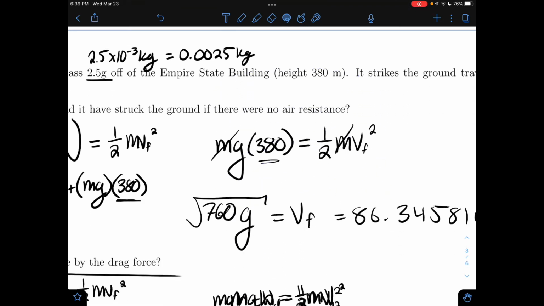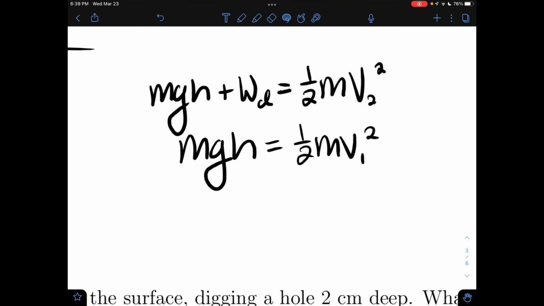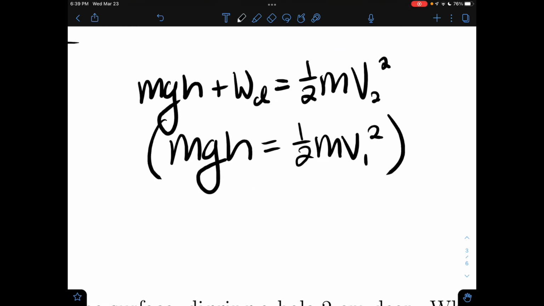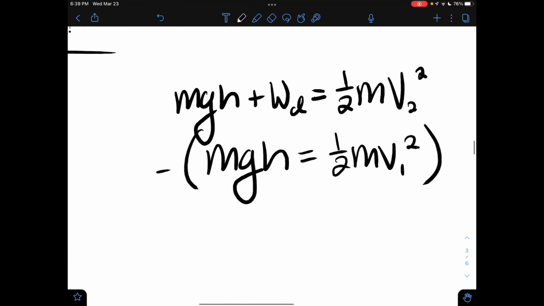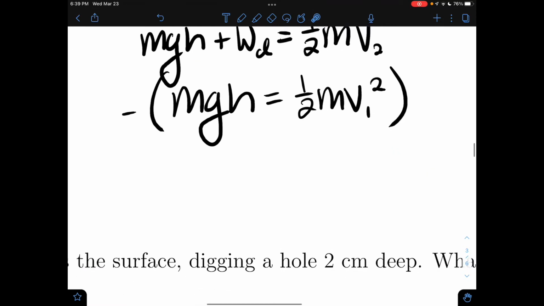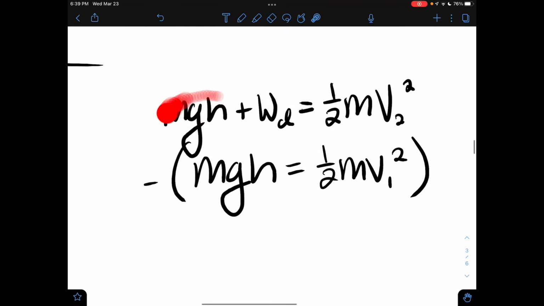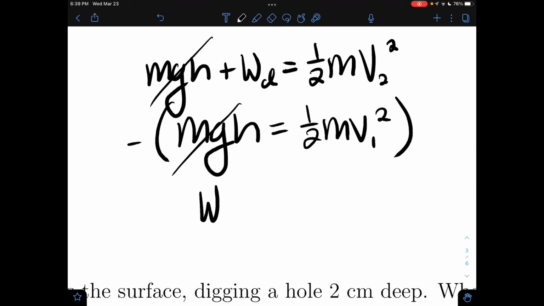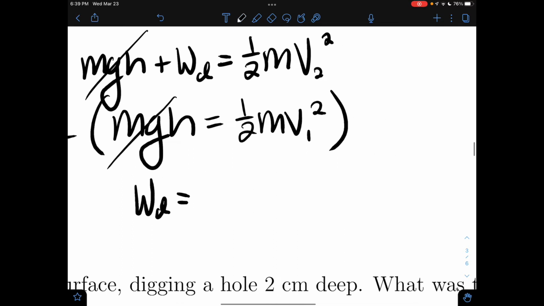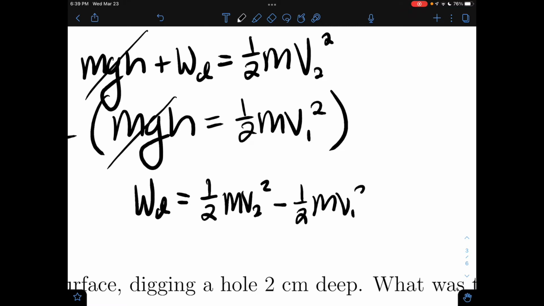Now, if I pull this down here, what I can do, same way I would in algebra, make this negative, and I'm going to multiply this in on both sides and see what happens. Okay, so I'm doing mgh minus mgh, that's going to disappear. And then on this side, I'm just going to be left with our work from the drag equals 1/2 m v2 squared minus 1/2 m v1 squared.